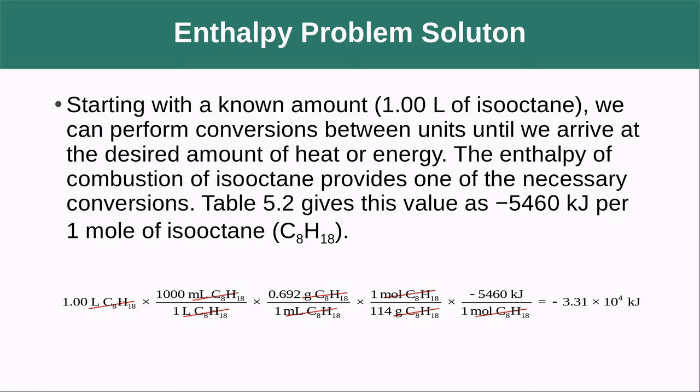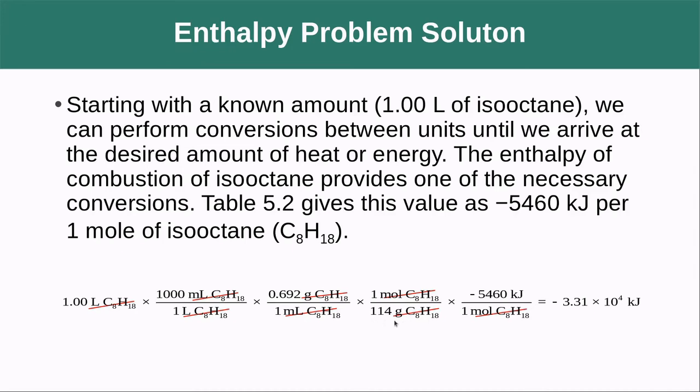So we start off with that liter. We convert it into milliliters. So 1 liter is 1,000 milliliters, right? Now we need to go through the density to figure out how much mass that is. So we'll times it by 0.692 grams per milliliter. So we would know if we did this calculation right here that there's 692 grams of that isooctane in 1 liter. Then we need to figure out how many moles we have.